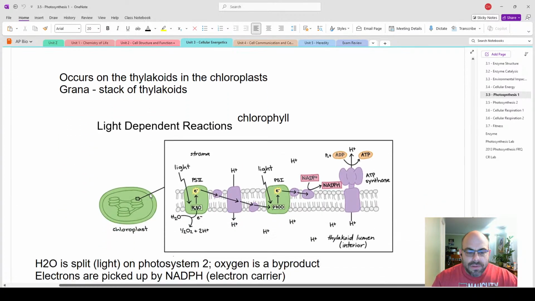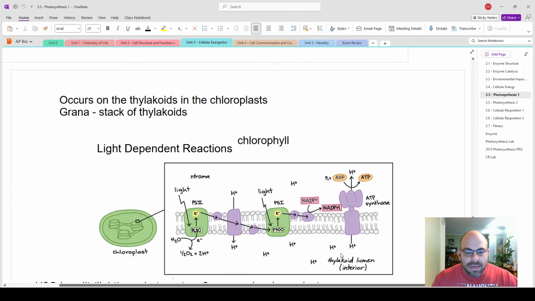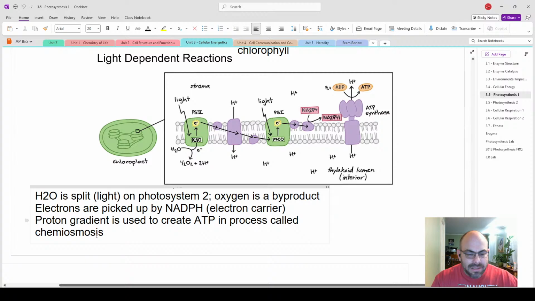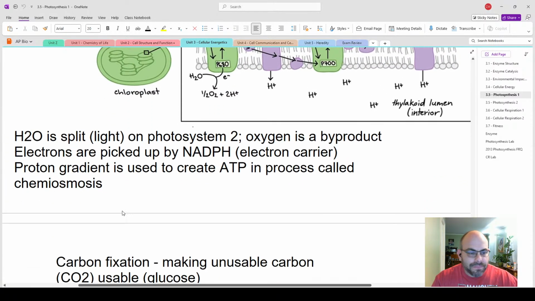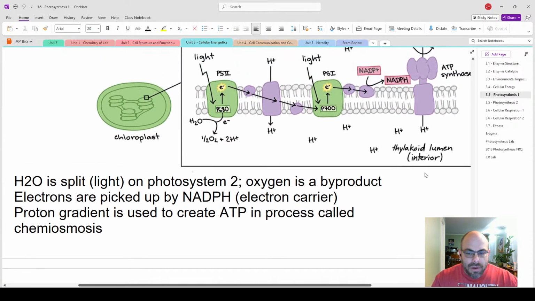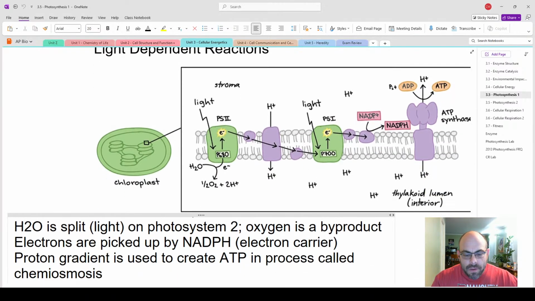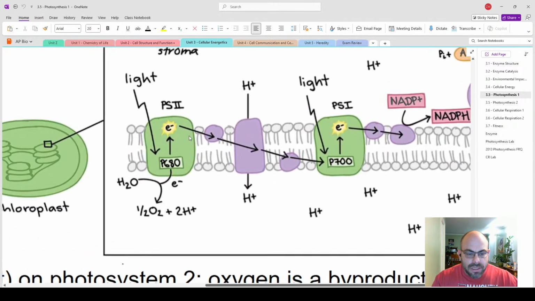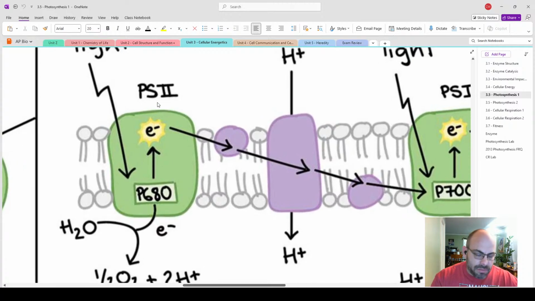So what are the details of that? Well, here's the light-dependent reaction. I wrote down some things. We're not going to look at those things that I wrote down. All right, so the question was, pretend I'm an electron. And so that's what I'm going to do. I'm going to pretend I'm an electron.